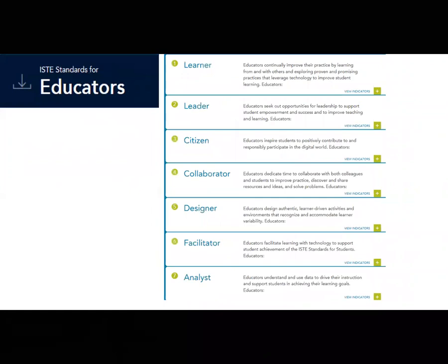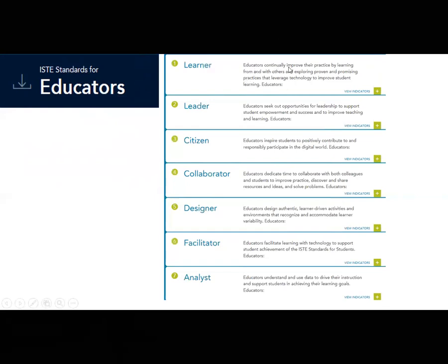Now, we also have ISTE standards for educators. Again, here they are: learner, leader, citizen, collaborator, designer, facilitator, and analyst. Again, all of these will be on your quiz for this week. And I want to bring to your attention, going over them really lightly, what each of these are, but you can go on to Google if you want. I would suggest that you get familiar with these sometime in your career. For the quiz, you just need to know basically what these are.